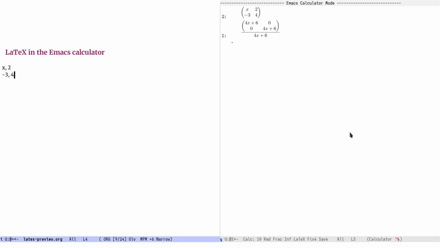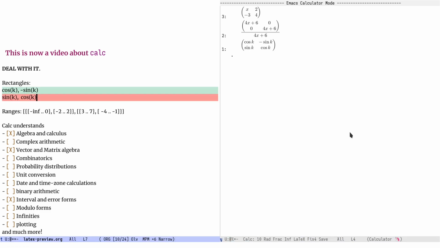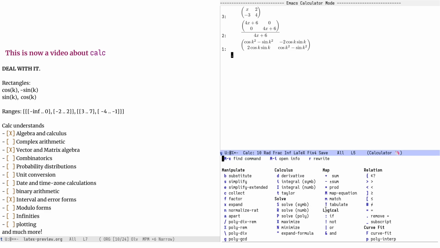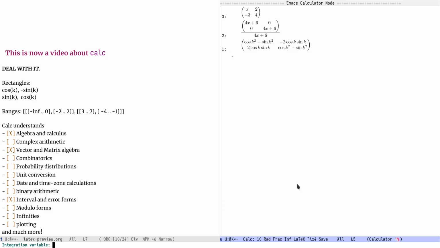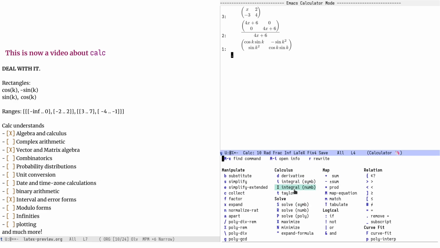But we're not done. In fact, this is now a video about the Emacs calculator. Too bad, you're in it now. So of course, calc does simple things like matrix and vector algebra and elementary calculus. I'm going to square this matrix and then integrate it against the variable k. That looks sort of complicated. So let's assume k is small and get a Taylor series with the first few terms.